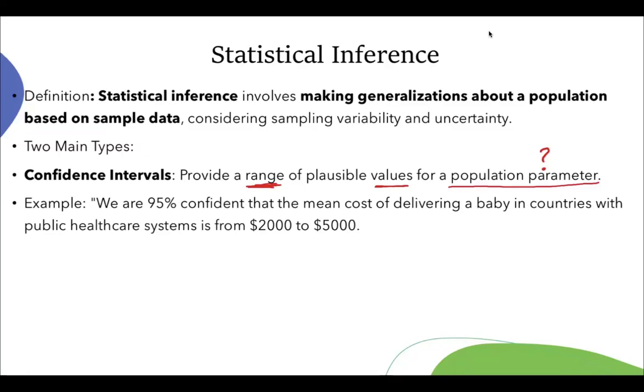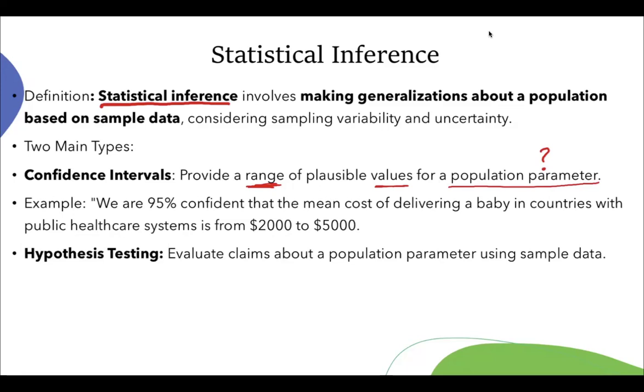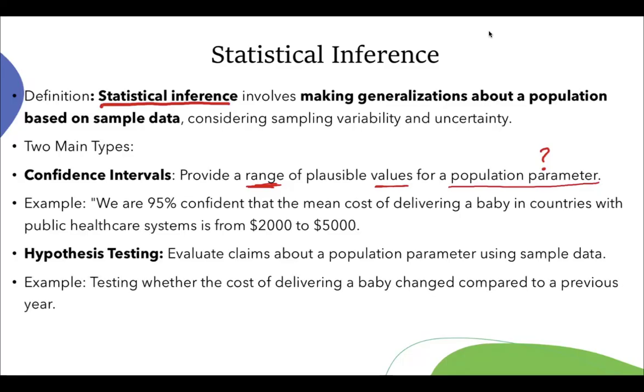The other type of statistical inference that's coming up that's really important is hypothesis testing. In hypothesis testing, we evaluate claims about a population parameter using sample data. Here's an example. We could test whether the cost of delivering a baby has changed compared to a previous year. So we would be using sample data, testing sample data, and then deciding whether or not the cost of delivering a baby changed.